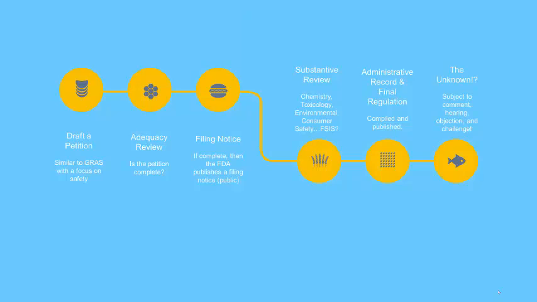We don't really have control of the approval process or the approval criteria then. We are subject to comment, hearing, objection, and challenges. And it's a bit of a wild frontier, but we can focus on our substantive review and provide the best support for our petition and then hope for the best.